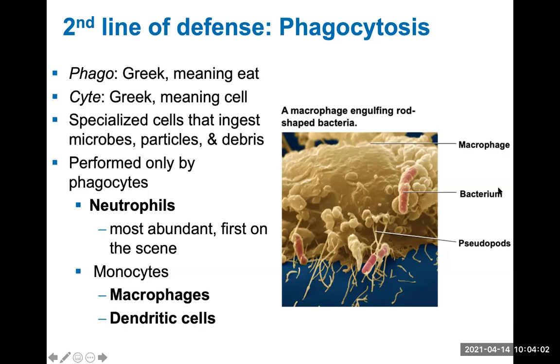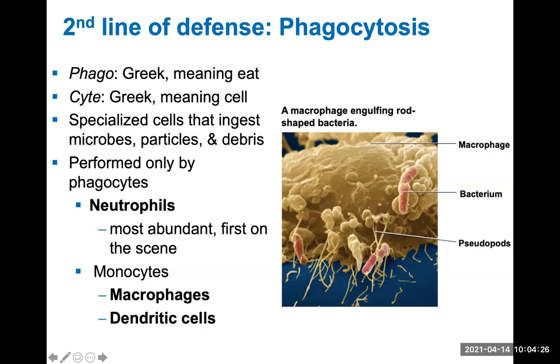And of course, we're focused on them for their ability to take in microbes and kill them. Only some of the white blood cells are phagocytic, and that would be your neutrophils, your macrophages, and your dendritic cells. And again, remember, macrophages and dendritic cells come from monocytes.